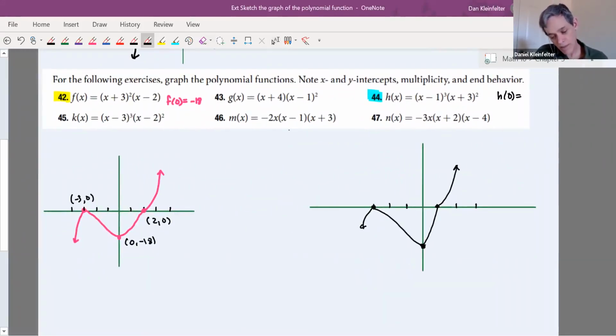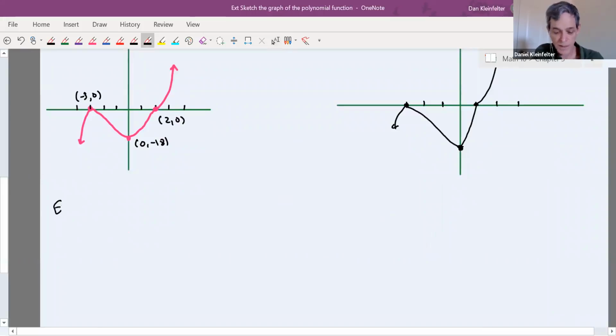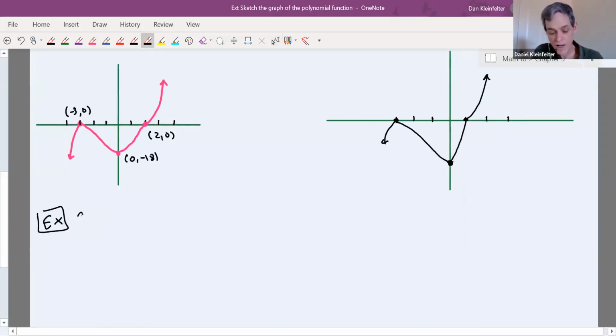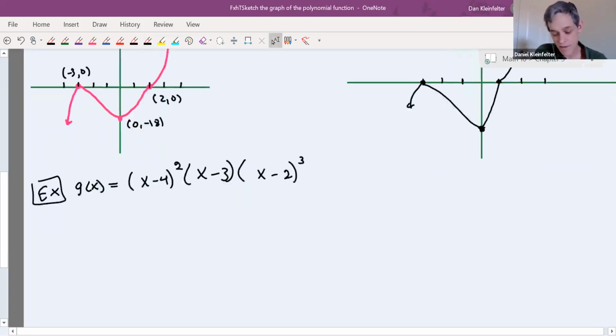So it looks like all of these had this odd degree. So let me make one up that has even degree for us to do, because these all had odd degree, which is kind of weird. All right, so g of x, let's go with x minus 4 squared, x minus 3, and x minus 2 cubed. Okay, that will have degree 6, so that'll be fun.